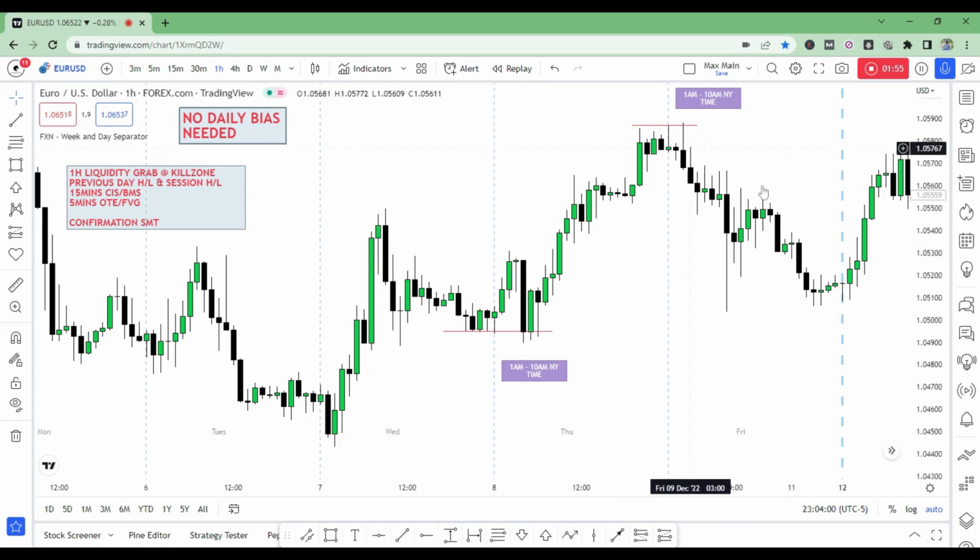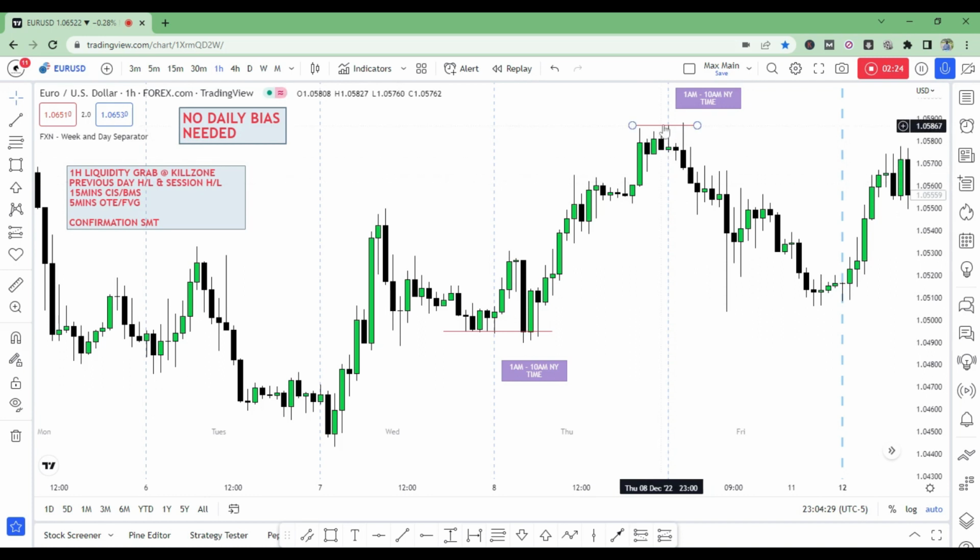So I've set my time and I have weekly dividers. Actually, I have an indicator here which is a week and day separator, which basically separates the time from New York open, which is 00 UTC, to the next day. So I've separated my time using New York time. So this is the midnight open in New York.